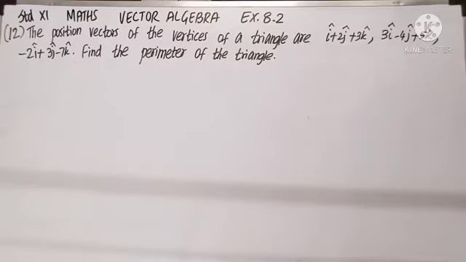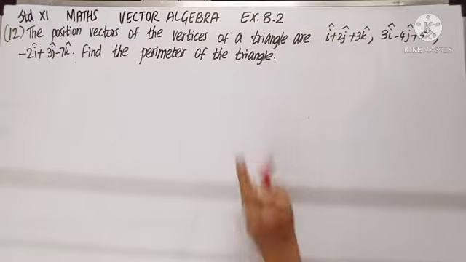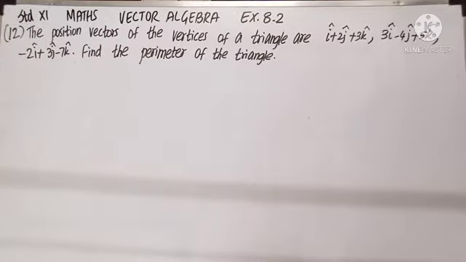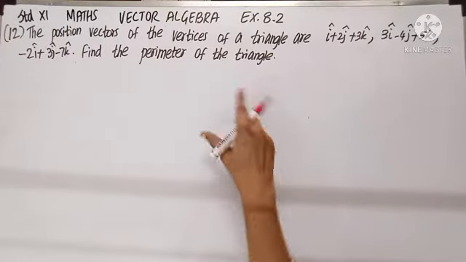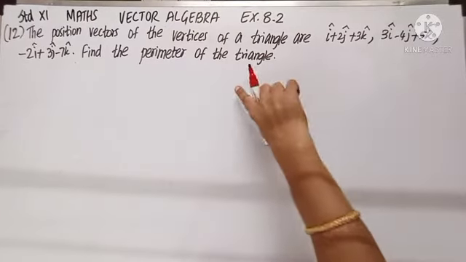Question number 12. The position vectors of the vertices of a triangle are given. We need to find the perimeter of the triangle. Suppose ABC is a triangle. What do you mean by the perimeter? The length AB, the length BC, the length CA.